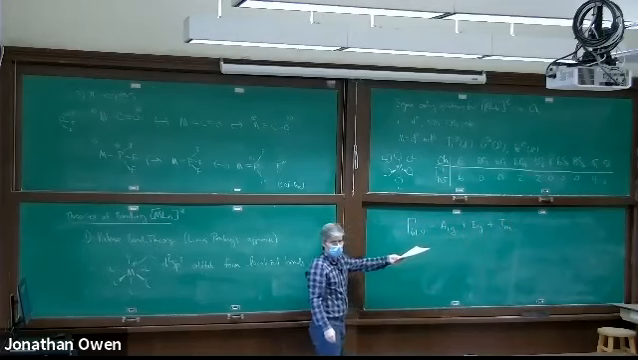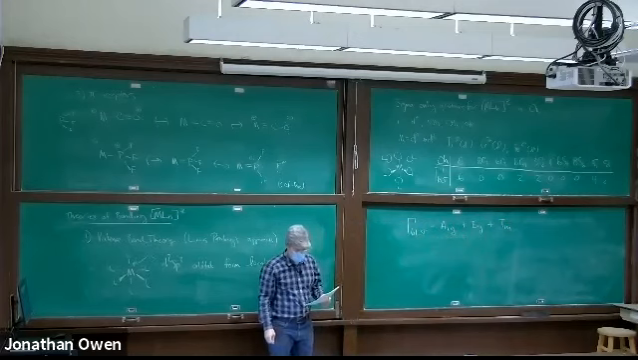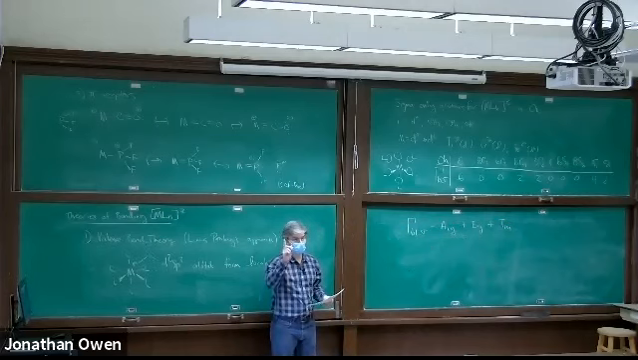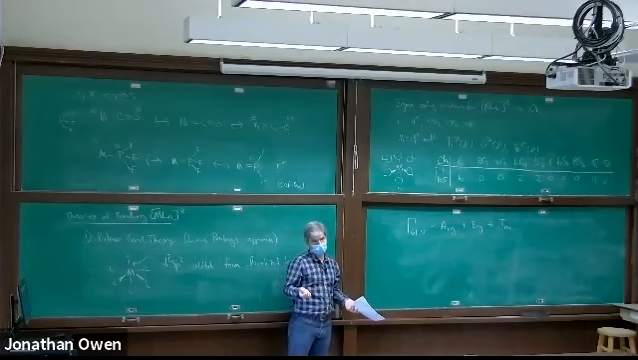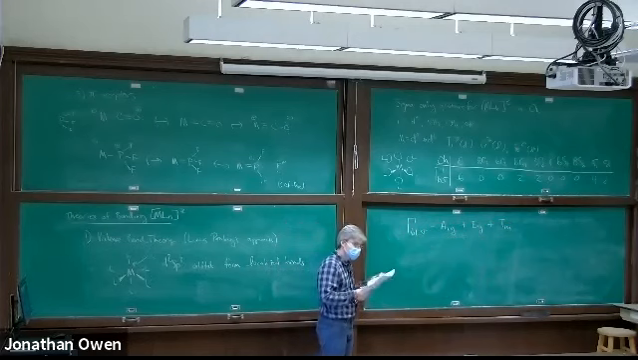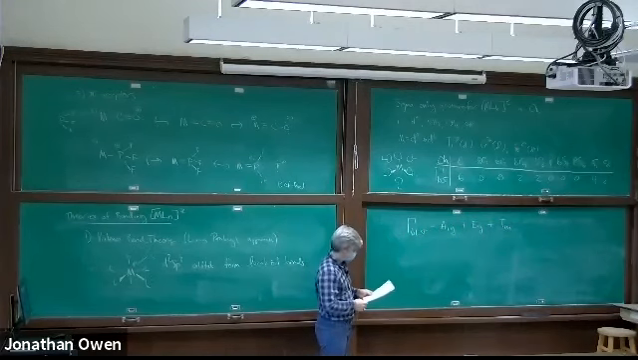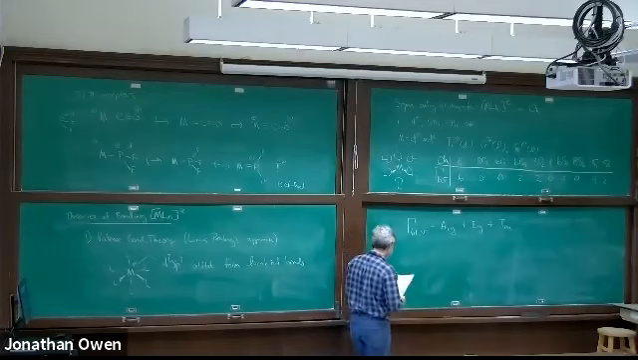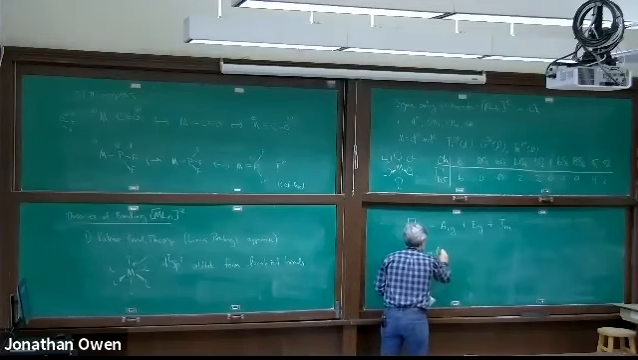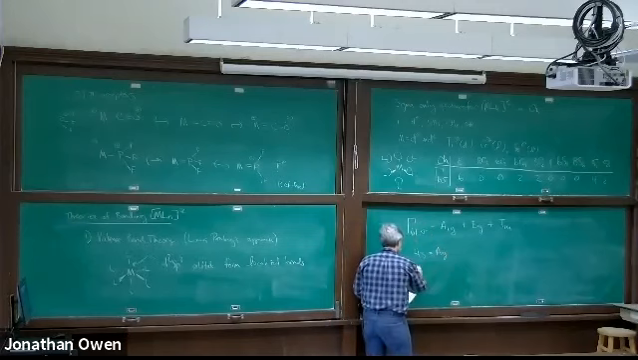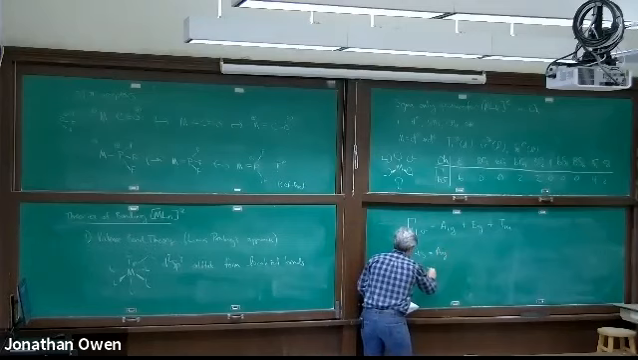Who's T1u? The p orbitals, because it's a u, right? The u tells you that it's anti-symmetric with respect to inversion. P orbitals do that. The d orbitals are not. The d orbitals are symmetric with respect to inversion. An s orbital is symmetric with respect to inversion. So the metal's 4s orbital is A1g. The 4px, py, pz.